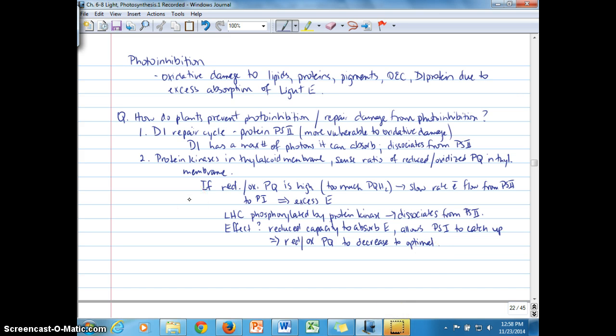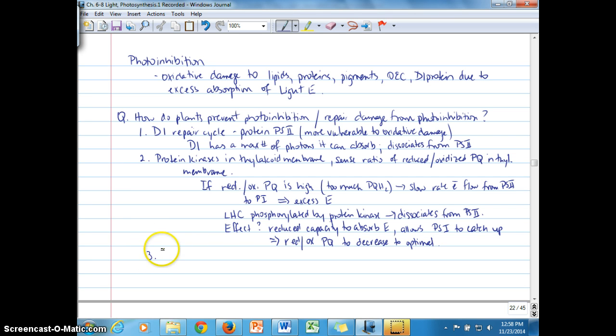Now, how is it that the light harvesting complex can dissociate and move away? Well, the light harvesting complex, like the reaction center, has hydrophobic components that hold it in position in the membrane, but it does allow it to move laterally through the membrane. So that once the reduced to oxidized ratio of plastoquinone reaches that optimal level again, the light harvesting complex, or a new light harvesting complex, can then reassociate with the reaction center and carry on.